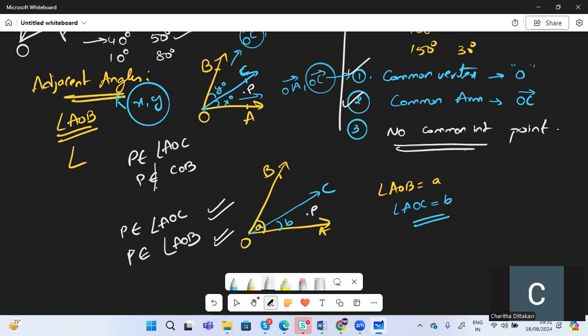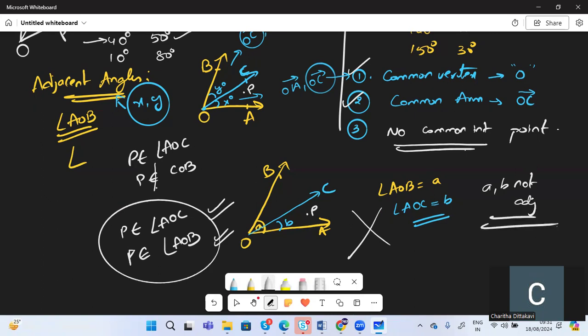But I want a case where both X and Y are two different houses altogether with a same common wall in between them. Right? So P belongs to AOC here, P belongs to AOB here, which is not accepted for adjacent angles. So I cannot say that A and B are adjacent angles. A and B are not adjacent. Clear with that?